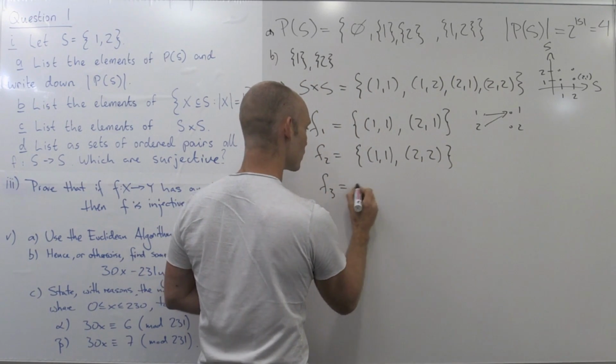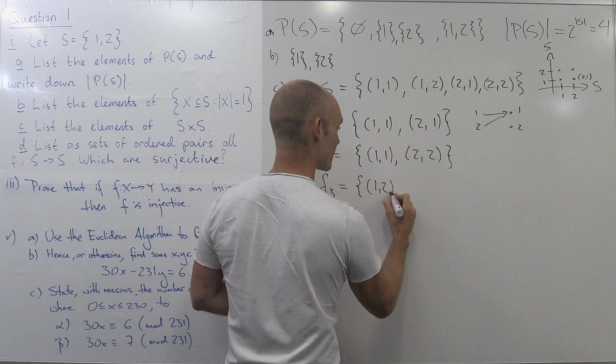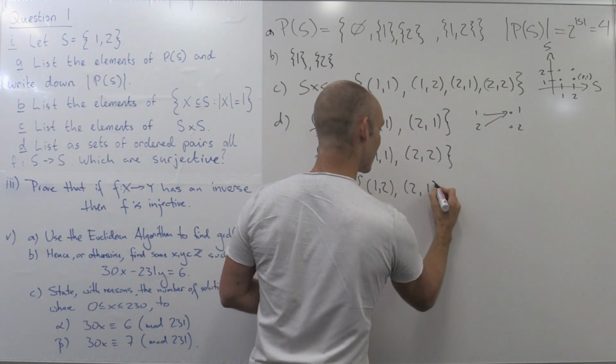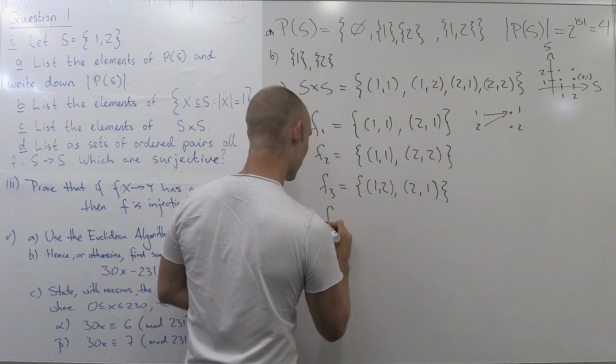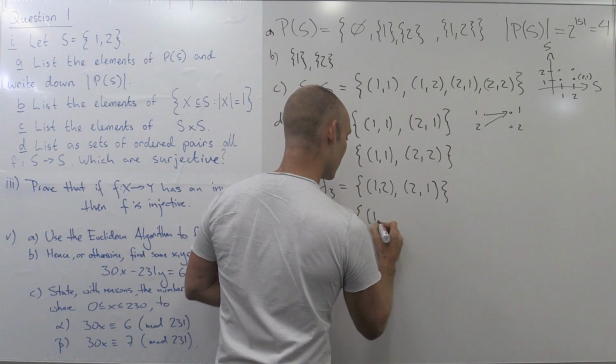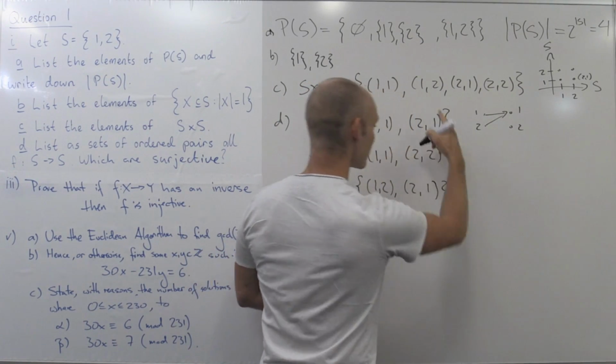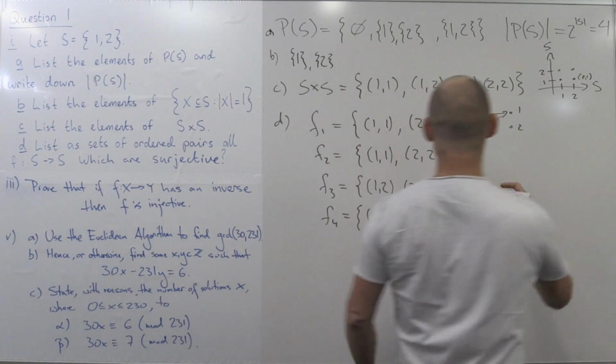And the third function could be, well, now we have to choose something different: 1 and 2, and 2 and 1. And finally, if 4, just to call them something, 1, 2, and 2, 2. So we can't really do much more here.